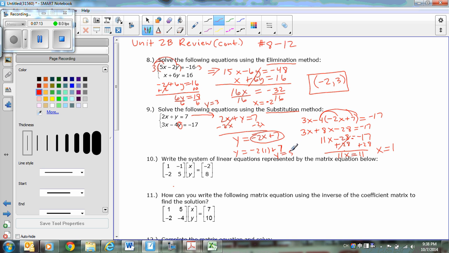All right, let's write our answer as an ordered pair. Over here, put our x value first and then our y value. So our solution would be the point (1, 5). All right, moving on to number 10.